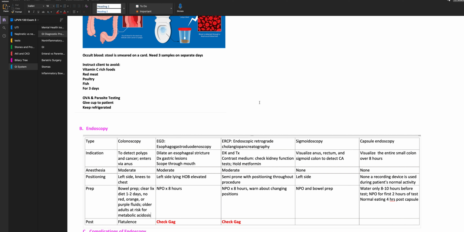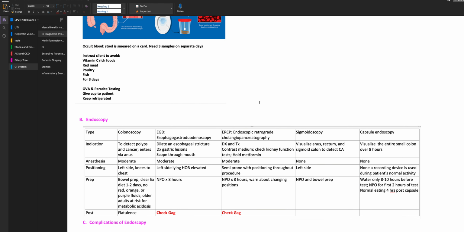Anesthesia, all these endoscopies are done under moderate anesthesia. So what that is, the nurse will give fentanyl and usually, not diazepam, Versed. Midazolam is what you know it as. When I worked in cath lab, that's how I used to medicate people before doing the cath. The positioning is going to be left side, knees to chest.